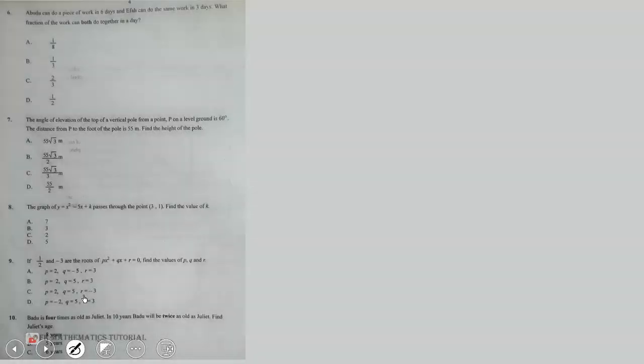Then number 6. Abudu can do a piece of work in 6 days and Ifa can do the same work in 3 days. What fraction of the work can both do together in a day?